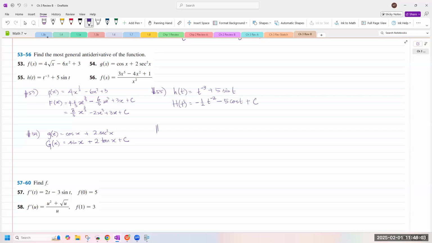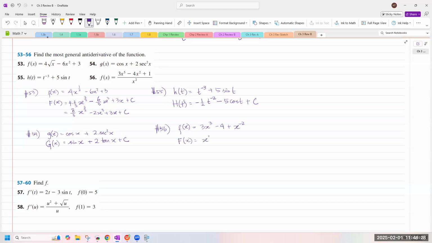Number 56, f(x) equals that. You know what I will do is I split them up. So this is x cubed minus 4 plus x to the negative 2. Because the denominator has only one term, right? So I split them and then I do the antiderivative.